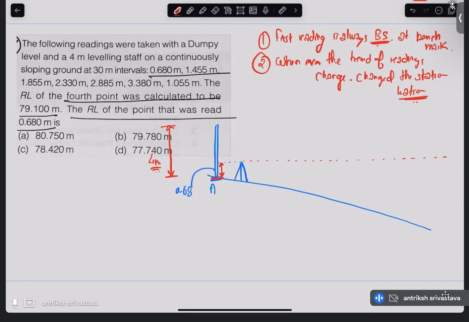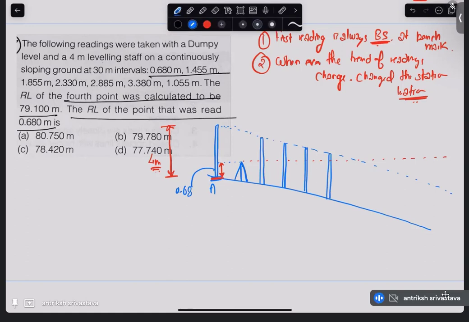Then what we did, we moved our staff forward 30 meters. So this is our second location. And maybe let me draw this also. So this will be our staff line, just for reference, I'm drawing it. This is our third location. This is fourth location. This is fifth location, and something like that.